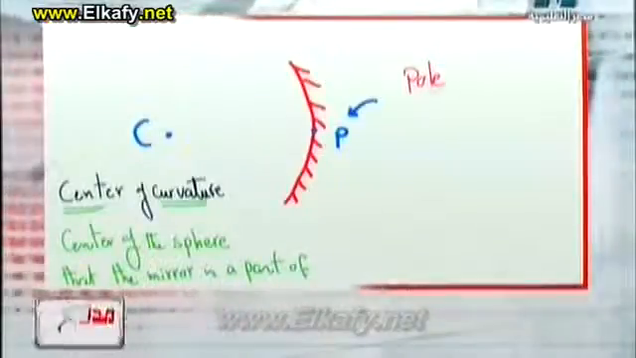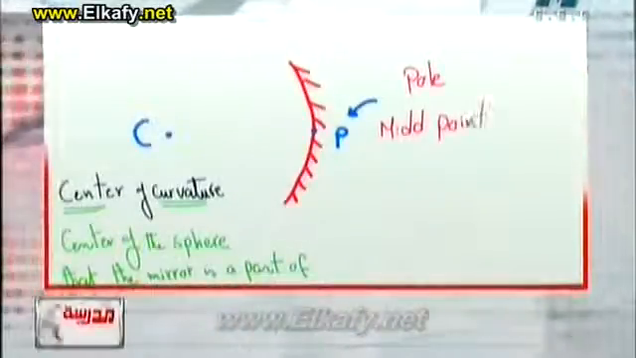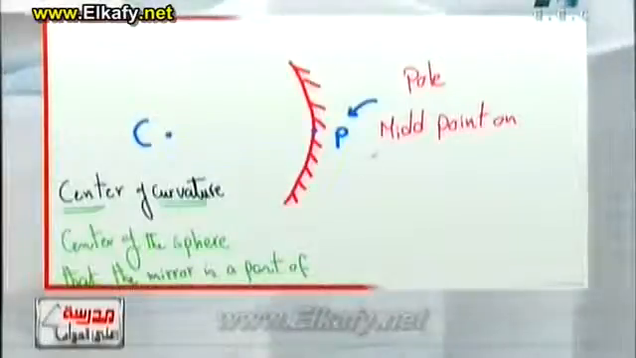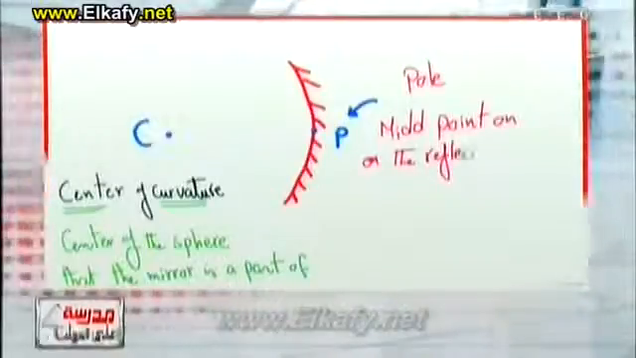Here we have number 2, we have P. What is meant by P? P means pole of the mirror. As the magnet has 2 poles, and the Earth has north and south poles, what is meant by pole of the mirror? Pole is the midpoint on the reflecting surface.